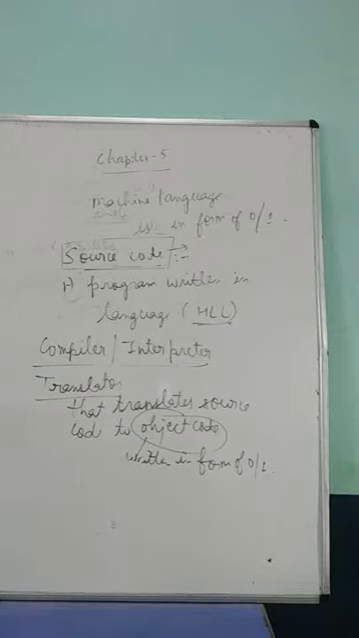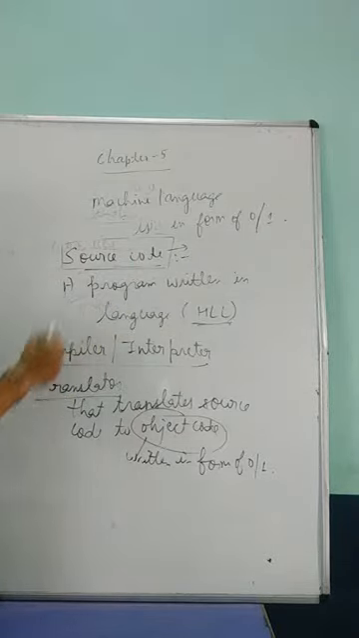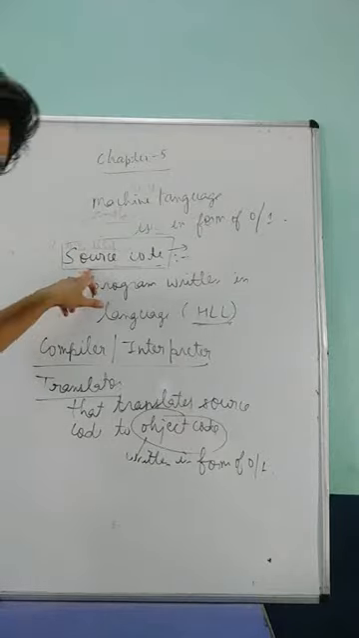Programs are written in a high level language. High level languages are user friendly, using English-type words. But our computer is not able to understand these words. It only understands 0 and 1, that is the binary language. So the program that we write is called our source code.